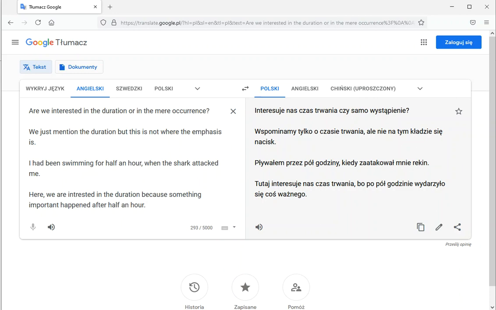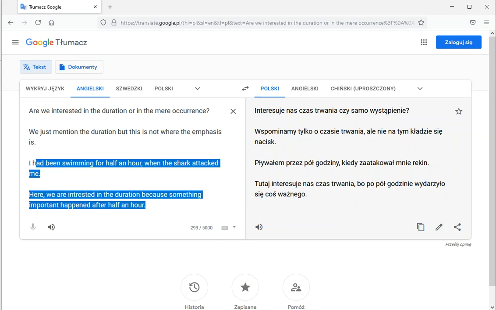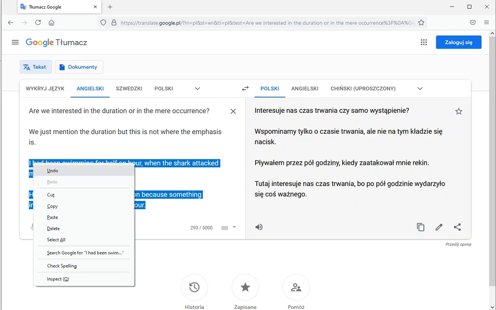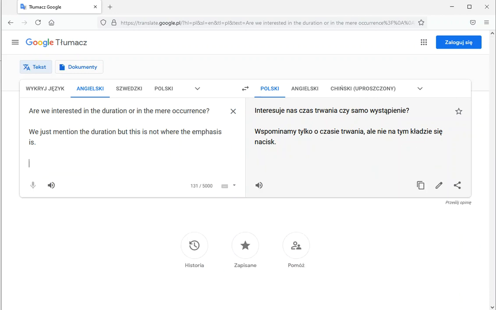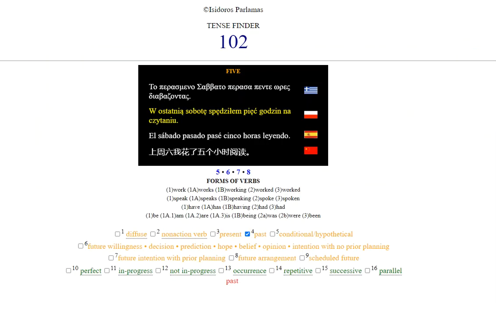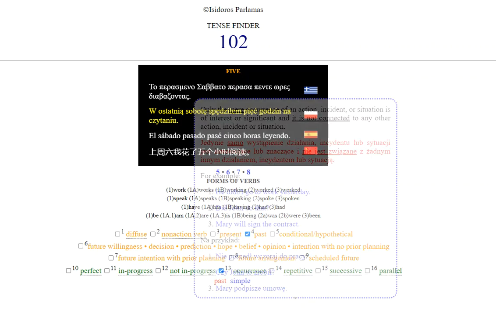Okay, but here in this sentence, we are not interested in the duration. This is a mere occurrence. So we check occurrence and we have past simple, okay? So we've checked past and occurrence, and it's past simple.